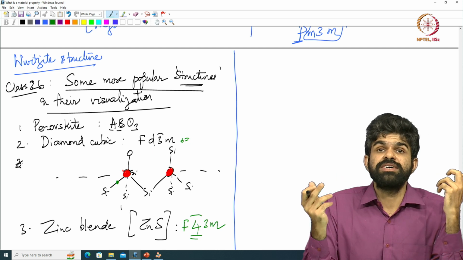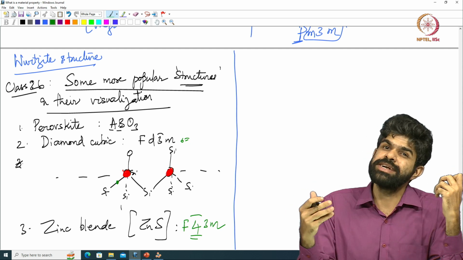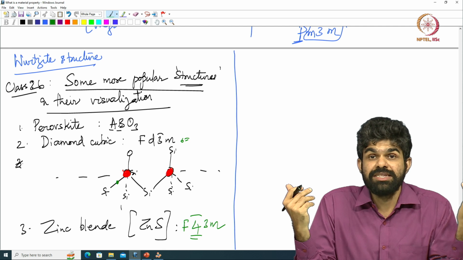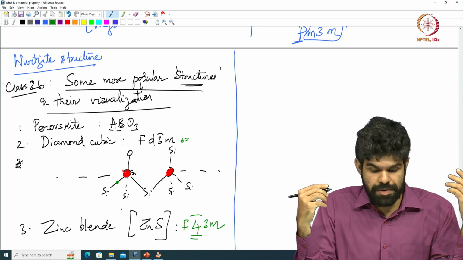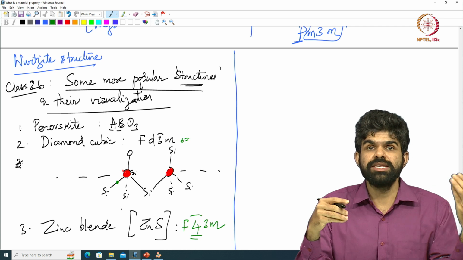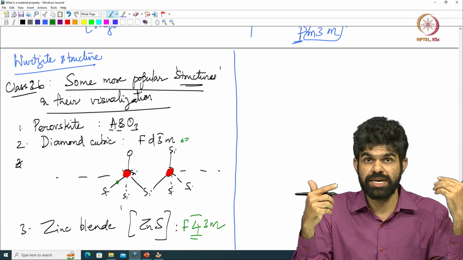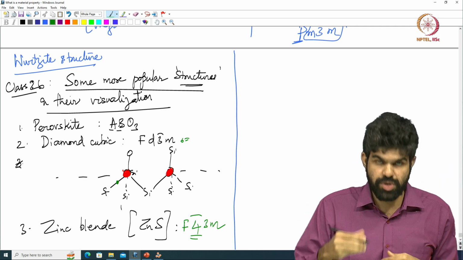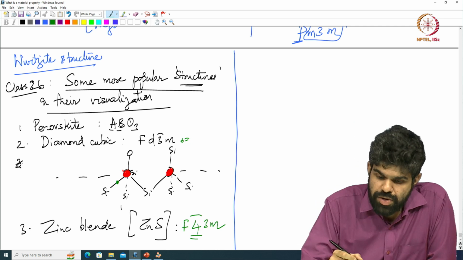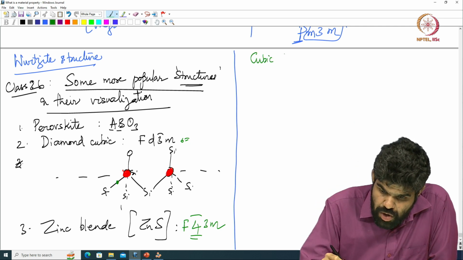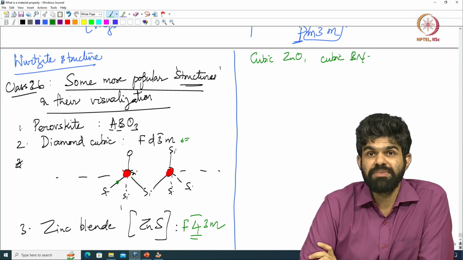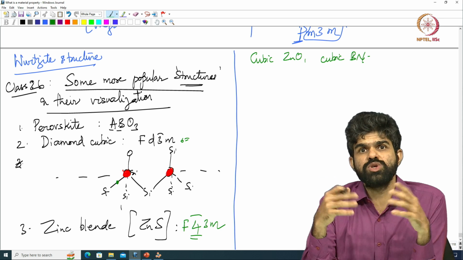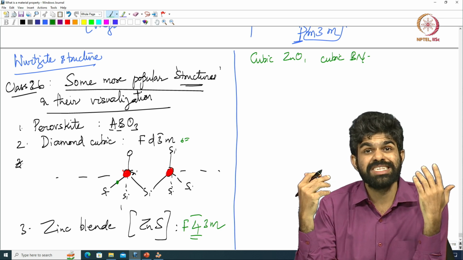And 4 bar 3m does not have inversion symmetry, so zinc blende is in fact a piezoelectric material. Same with something like cubic zinc oxide, for example, that is also piezoelectric. Cubic boron nitride, for example, also takes the zinc blende structure. So all these have similar structure as the zinc blende structure. All these compounds put together, you call that it has a zinc blende structure.